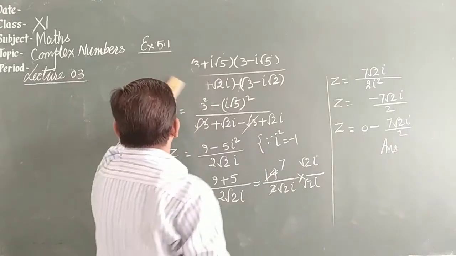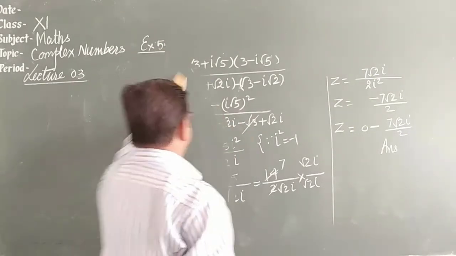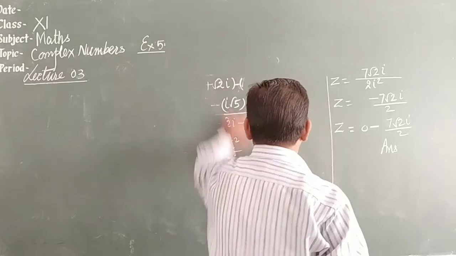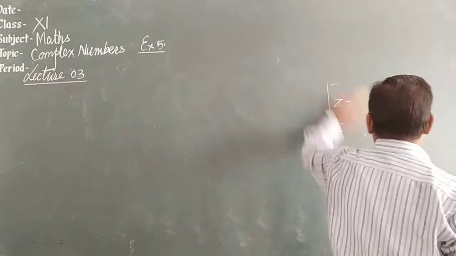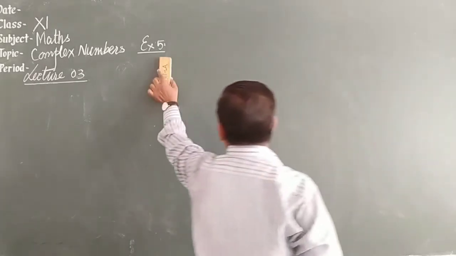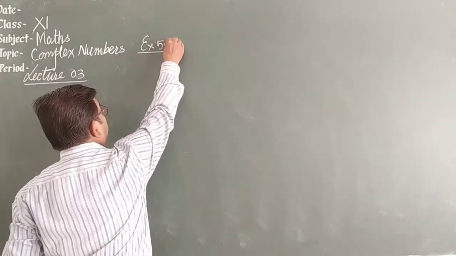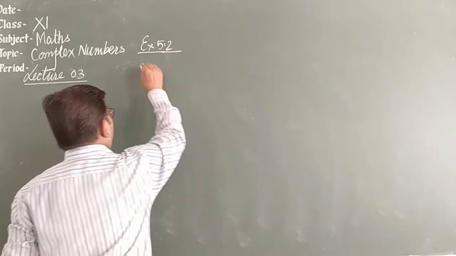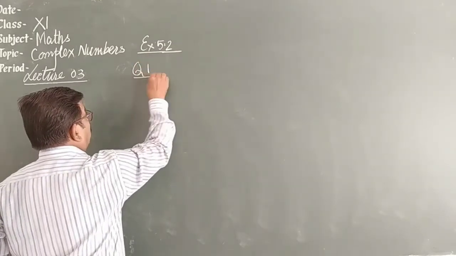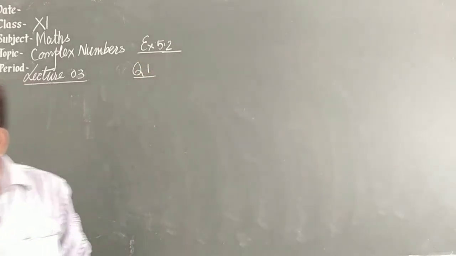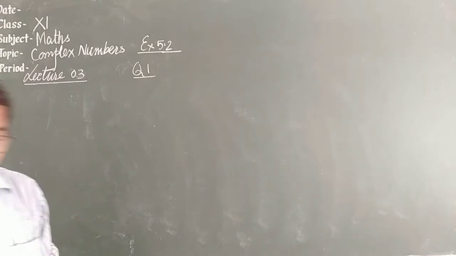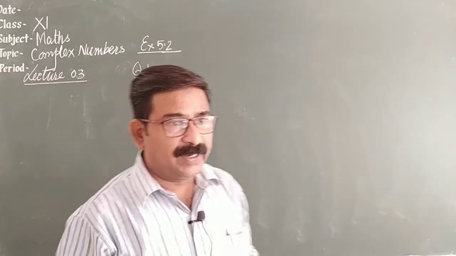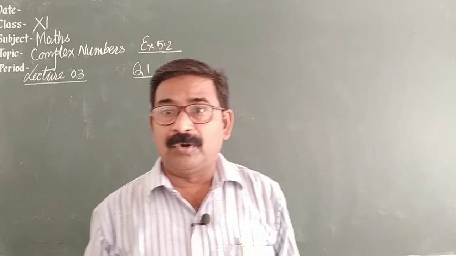So we are coming to exercise 5.2, question number 1. The instruction is to find the modulus and argument of each of the complex numbers in questions number 1 and 2. Let me explain once again what modulus is.